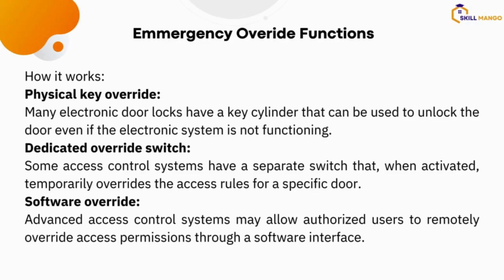Then we have to also look at the emergency override function, which is, like I said, the physical key override. In the case of a smart lock, you can use the emergency lock, which is the physical key, to open the door. In case the application or software failed or there is internet failure, you can use the physical key. Then you can use the dedicated override switch, which we just showed you, and you can use the software override in the case of a centralized access control system for multiple doors.